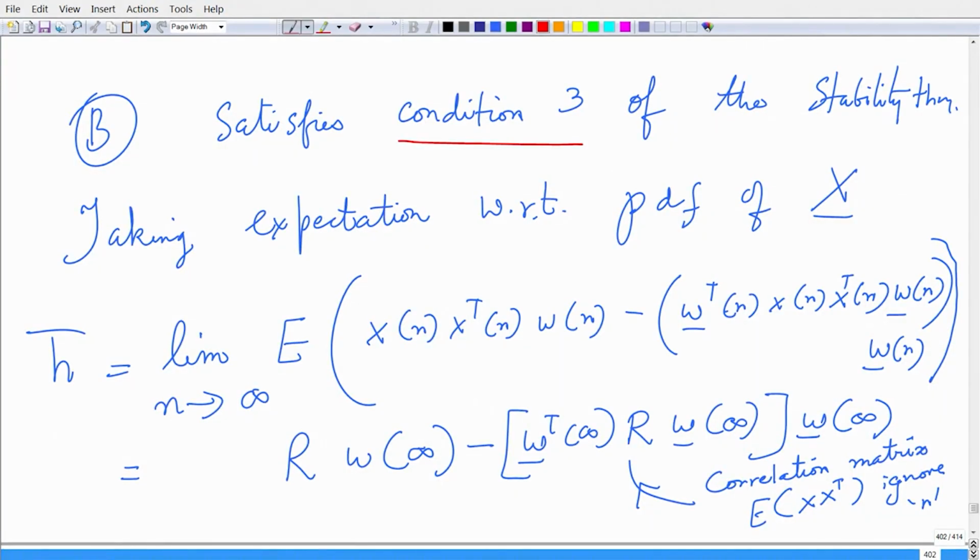My h bar is the limit as n goes to infinity of the expectation of this messy looking equation: x of n, x transpose of n, w n times w transpose n, x n, x n transposed w n and w n, right. I can put a bar down indicating it is a vector, but at this stage you should be in a position to tell if I am missing any bars underneath the variable x or w.